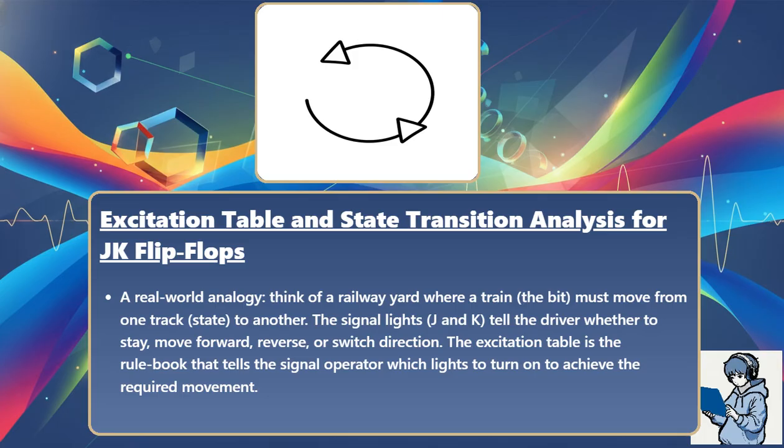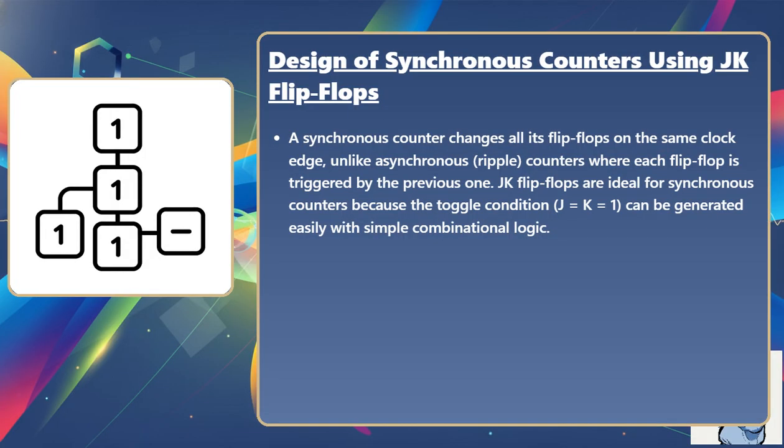A synchronous counter changes all its flip-flops on the same clock edge, unlike asynchronous ripple counters, where each flip-flop is triggered by the previous one. JK flip-flops are ideal for synchronous counters because the toggle condition J equals K equals 1 can be generated easily with simple combinational logic.